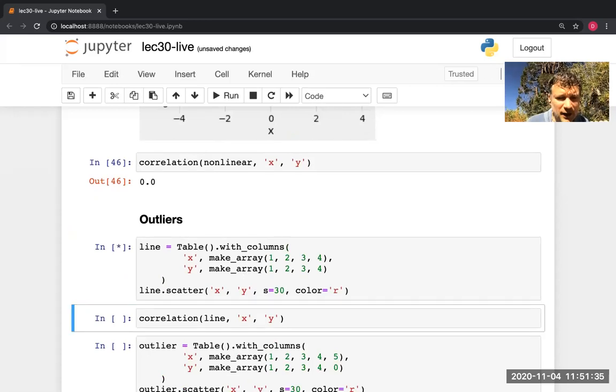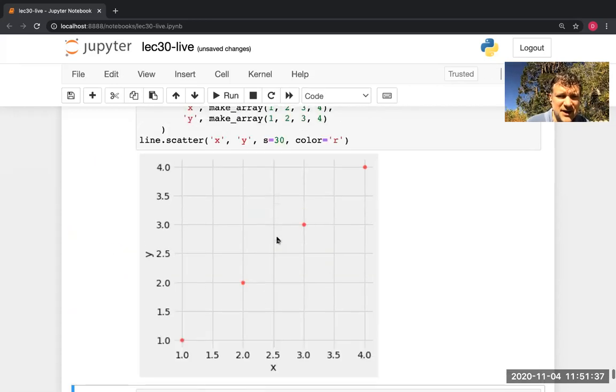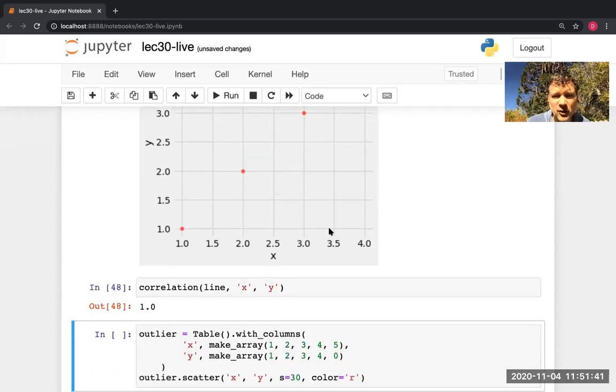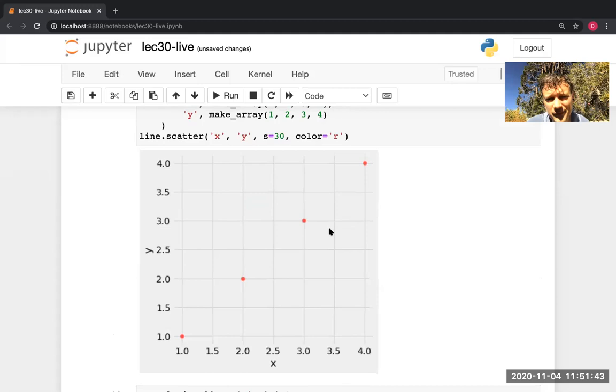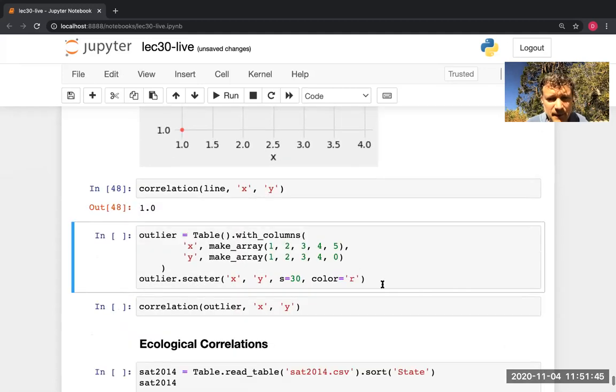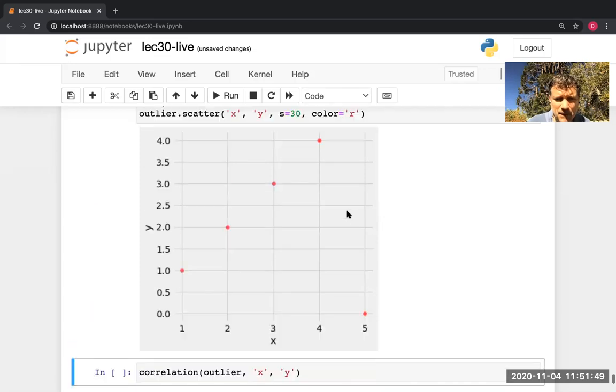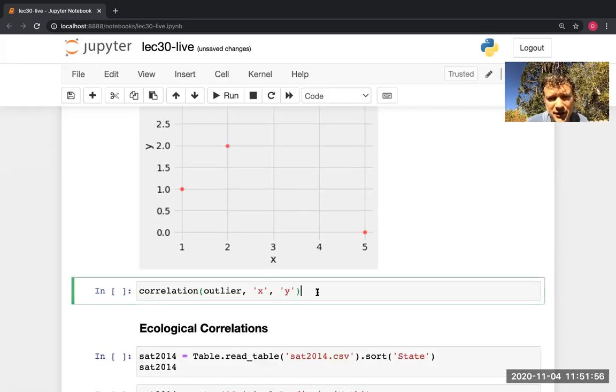Another pitfall is outliers. So here's a data set where the data is kind of all on a line, and the correlation coefficient, therefore, is 1, saying there's a perfect linear association. But now, let me add one more data point that's kind of a wildly different value. Here, the y value is wildly different. And look at the correlation coefficient.